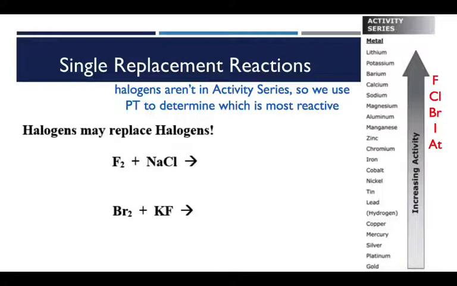So the rest of the process is the same. Since I have fluorine here who's single, they're going to be trying to replace the other halogen in this compound, which is no longer the first element in that compound. Fluorine trying to replace chlorine will work because fluorine is higher up. So we're going to put Na and F together, and Cl is going to become single.